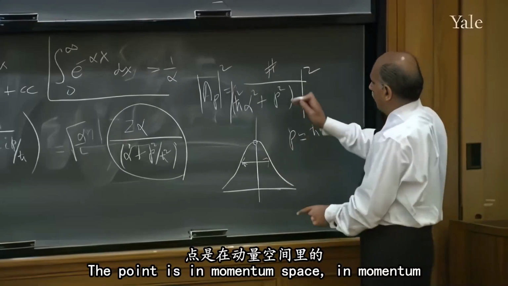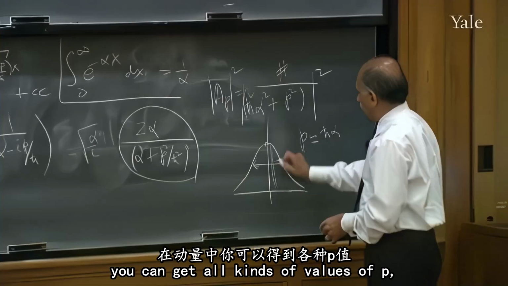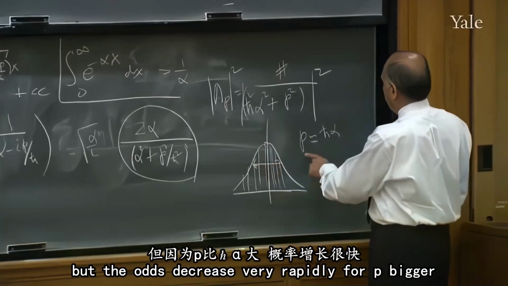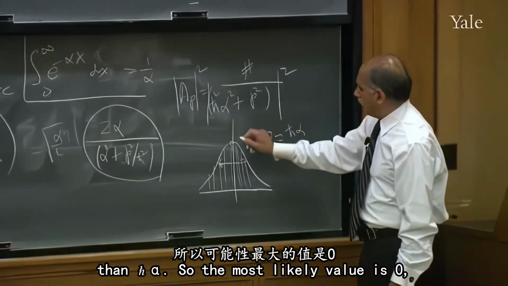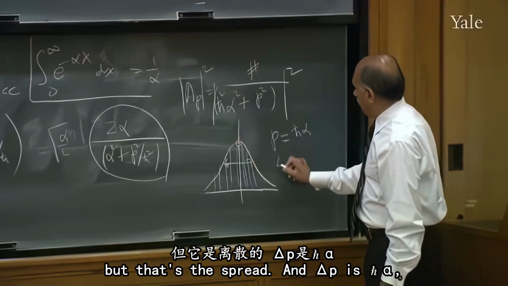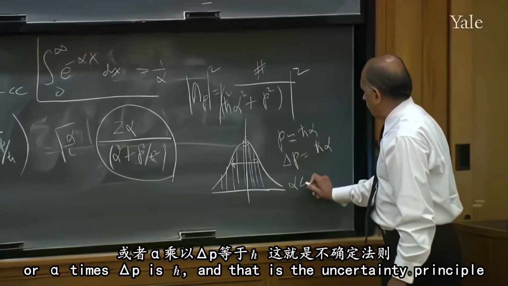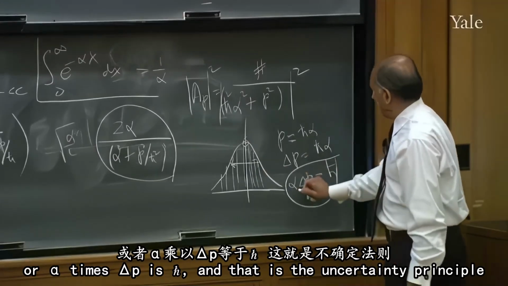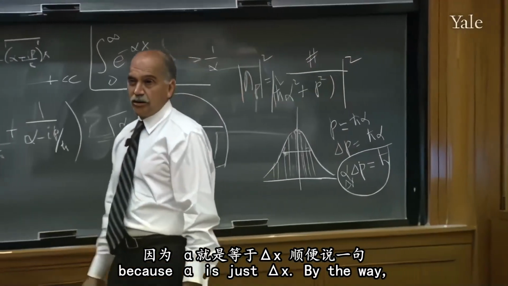The point is, in momentum space, you can get all kinds of values of p, but the odds decrease very rapidly for p bigger than h bar alpha. So the most likely value is 0, but that's the spread, and delta p is h bar alpha, or alpha times delta p is h bar, and that is the uncertainty principle because alpha is just delta x.